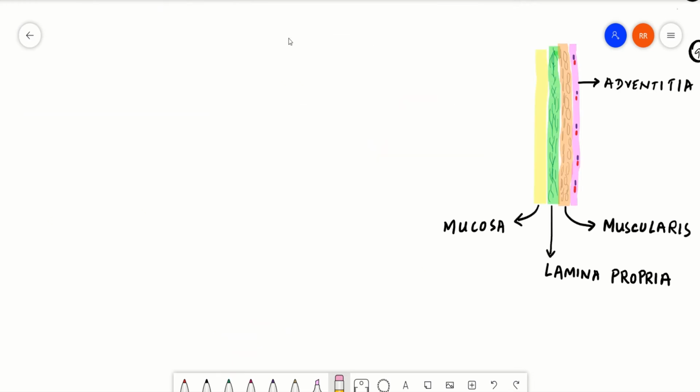Now basically, if we do a cross section of the ureter, we generally find three layers, that is mucosa, lamina propria, and the muscularis, and an outer superficial layer of adventitia. Okay, so if we take a cross section, we find these three layers: mucosa, lamina propria, and muscularis, and an outer superficial layer of adventitia.